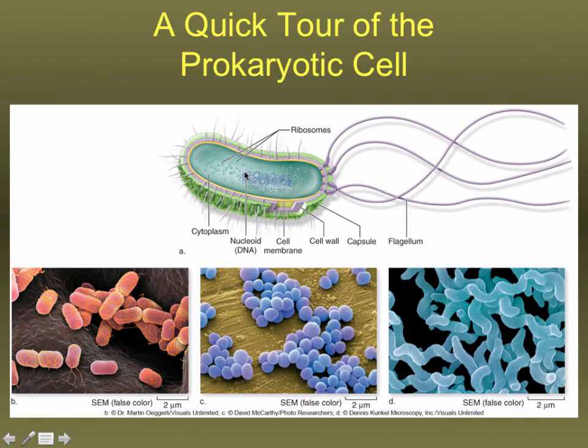Right? We've got some ribosomes here in the middle. We've got some DNA in the nucleoid region, cytoplasm, cell membrane, cell wall. Some bacteria have something called a capsule, which helps protect them and lets them stick to surfaces and otherwise maybe even evade the immune system of a host. And then flagella, which are used for movement for cells that have them. Some bacteria can also have flagella.